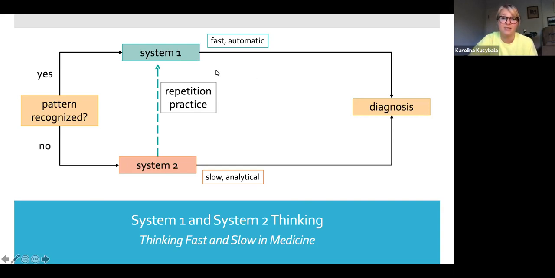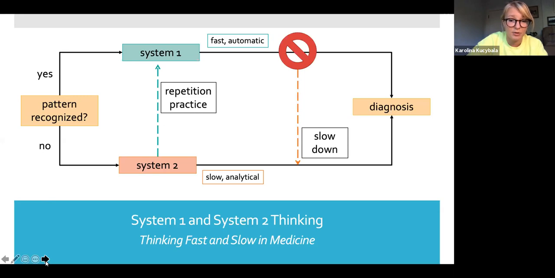But there's obviously a caveat, right? System 1 thinking is fast and automatic and sometimes is more prone to biases. So it is important for you to be aware when something doesn't fit, right? You immediately think, oh, I know what's going on with this patient, but then there's a piece of it that doesn't really fit. It's important to slow down and go back to System 2 thinking.